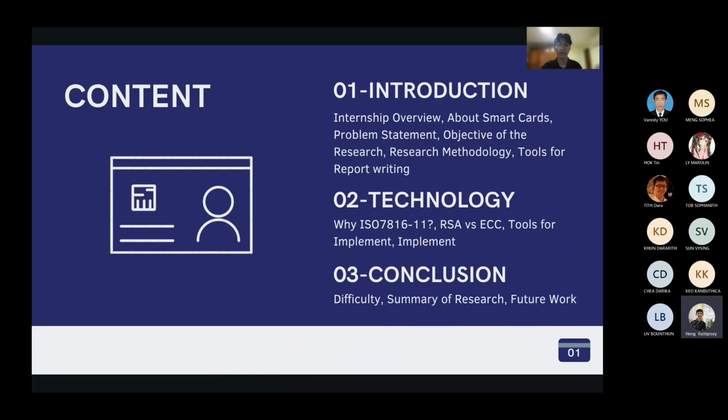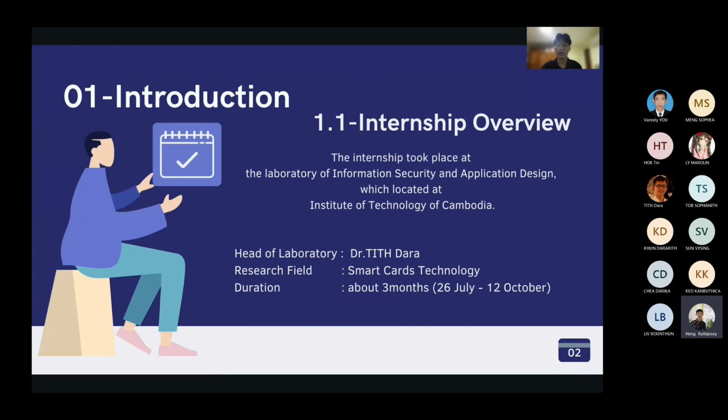First, the introduction, which covers internship overview, about smart card, problem statement, objectives of research, research methodology, and the tool for report writing. Second is about technology and why we use standard ISO 7816 part 11, the comparison of RSA and ECC, the tool for implementation, and the implementation. The last is the conclusion, which covers the difficulty, summary of research, and the future work. Now let's go straight into the introduction.